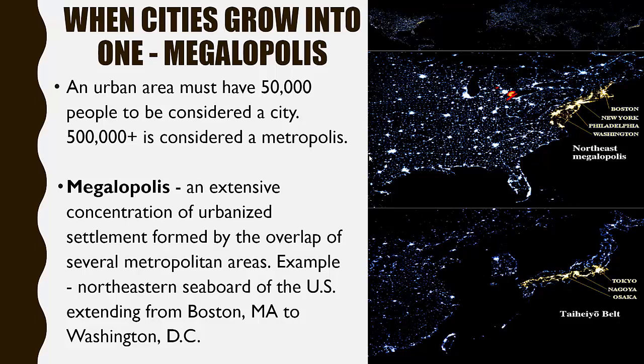Now, when multiple metropolises grow to the point where they overlap and extend into one another, so that you have essentially a united urban area that just goes from one large area to another because all the metropolises have grown together, we call it a megalopolis. All right. A megalopolis example would be the northeastern United States.